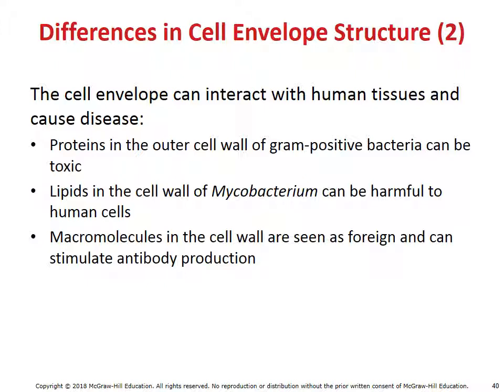Lipids of mycobacterium are also recognized by the body as being a threat and also again cause immune response. Another important thing we should point out is macromolecules in the cell wall are seen again as being foreign and stimulate antibody production and immune response. So even the presence of peptidoglycan is being recognized as being a threat, and as such, those outer features of the envelope promote immune response.